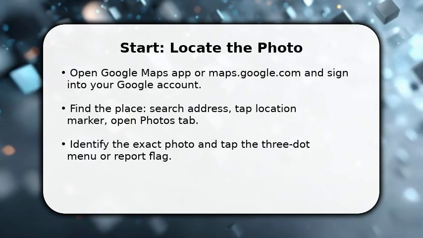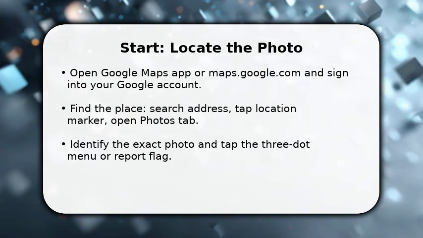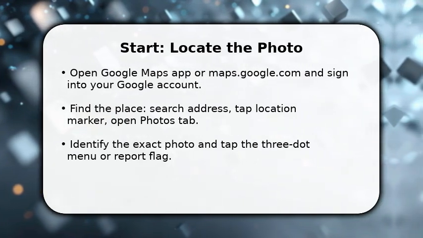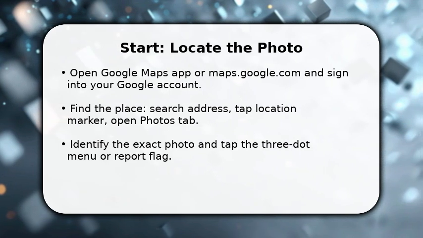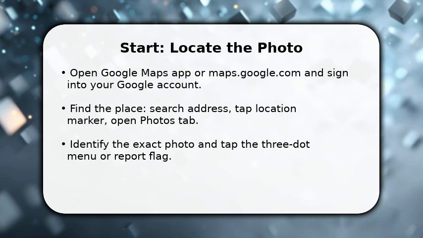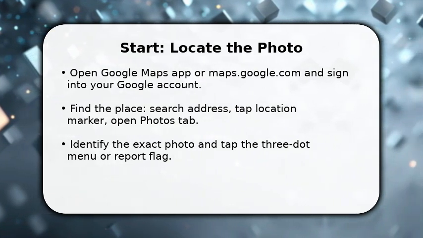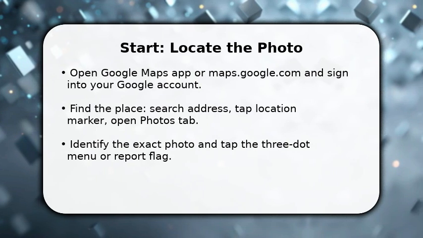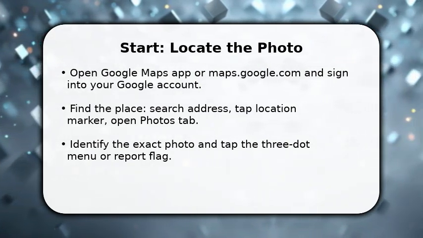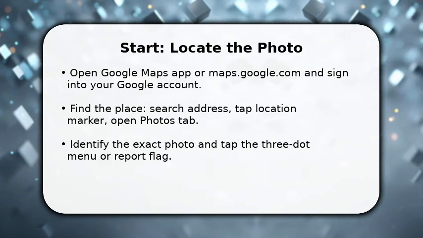Open Google Maps while signed into the account you used, or that can report the image. Search the place or drop a pin, then tap the location marker and switch to the Photos tab to see uploaded images. Once you spot the offending photo, tap it to open full view, then choose the three-dot menu or the report flag. This starts the removal workflow and lets you explain why the image should be reviewed by Google.